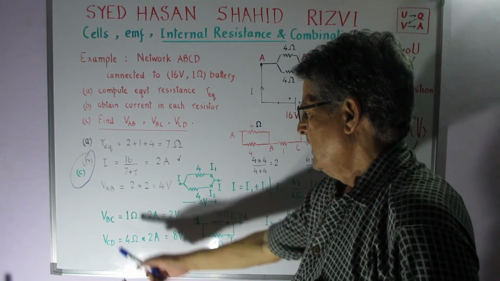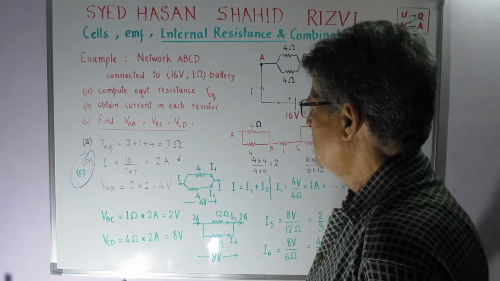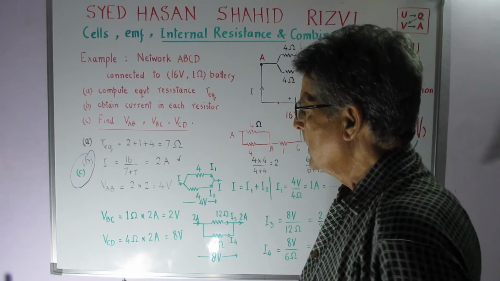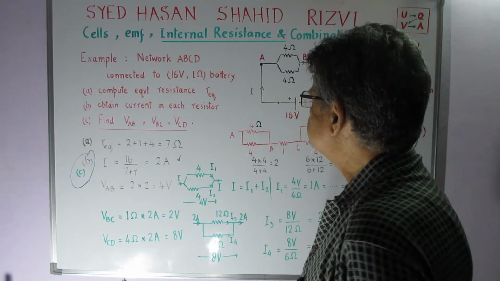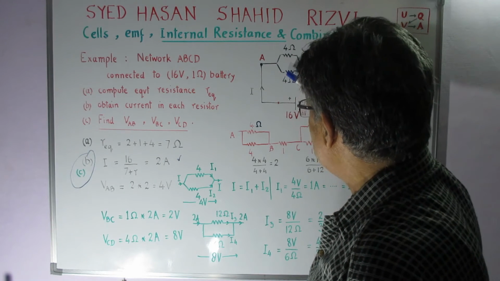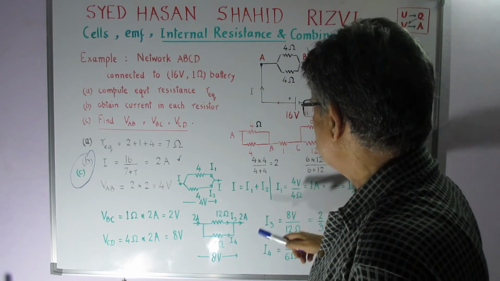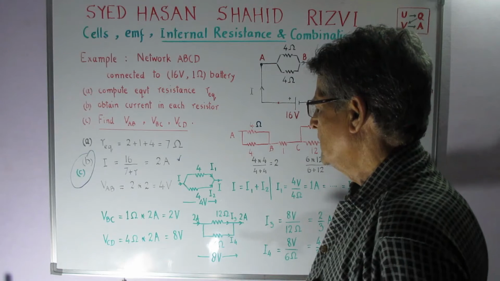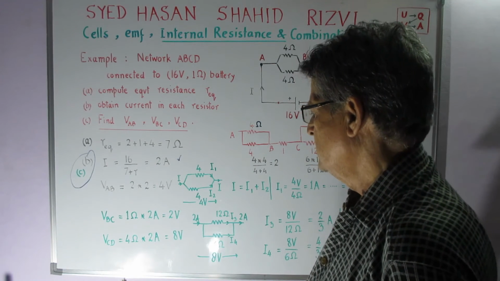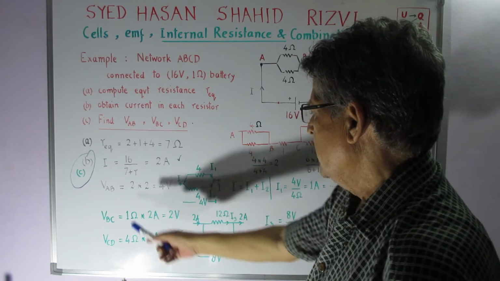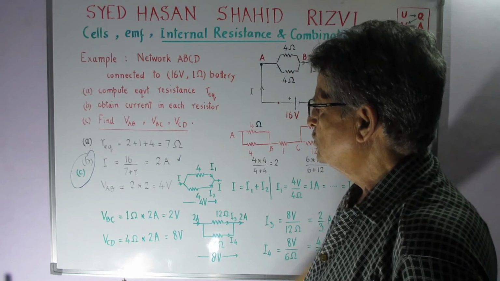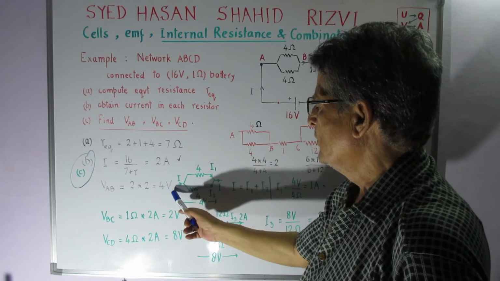Next, I try to find out, so the current is 2 amperes. VAB between A and B, the total resistance has been 2 ohms. So I will calculate this as VAB equal to 2 ohms into 2 amperes, which is 4 volts.